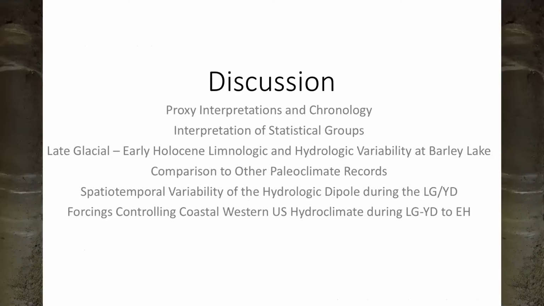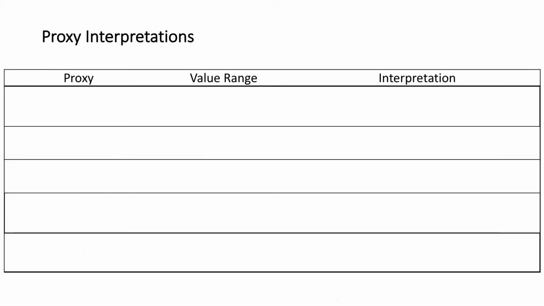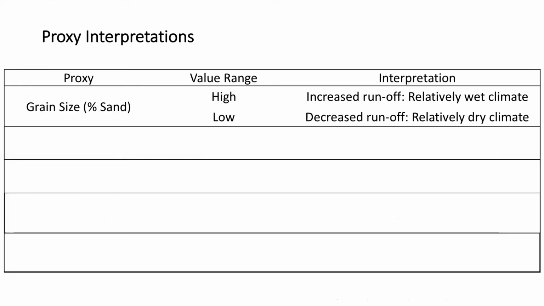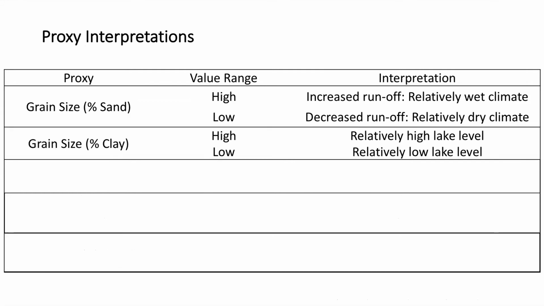Now we'll move on to our discussion. Proxy interpretations. We interpret high sand to indicate increased runoff and a relatively wet climate, and vice versa for low sand. Our percent clay is interpreted to represent lake level, where high values indicate a high lake level and low values indicate a low lake level.